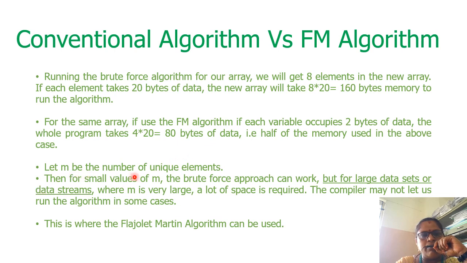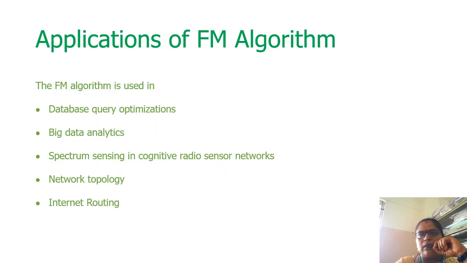If m is the number of unique elements and the value of m is very small, then we can go with the brute force approach. But today's data is big data, streaming data, so we get large data sets. So m is going to become very large. A lot of space is required, and the compiler may not let us run the algorithm in some cases. So this is a scenario where our Flajolet-Martin algorithm can really be used. This is a comparison between the conventional algorithm and the FM algorithm.